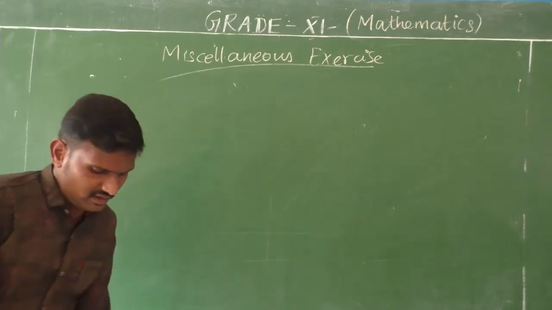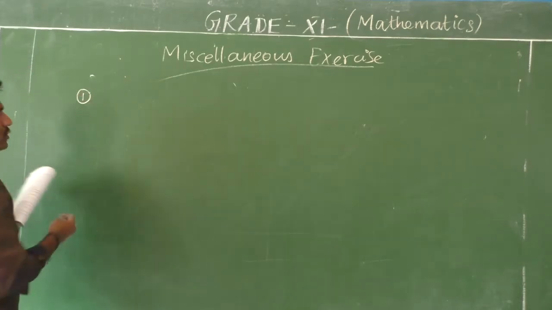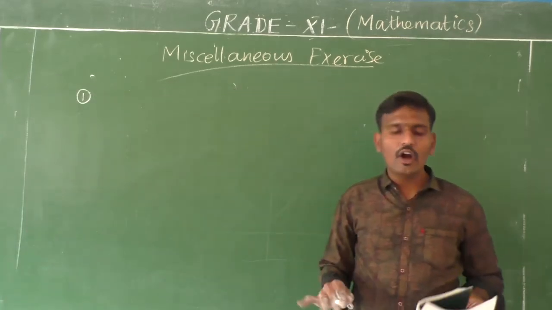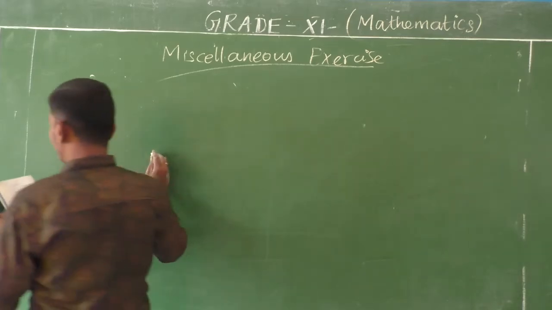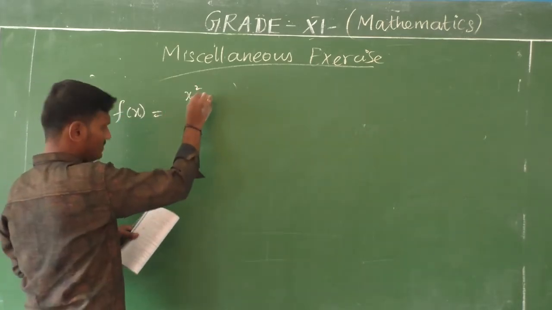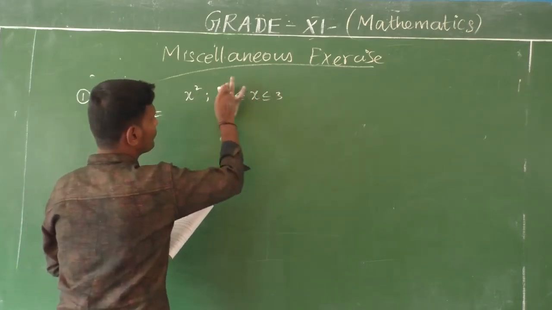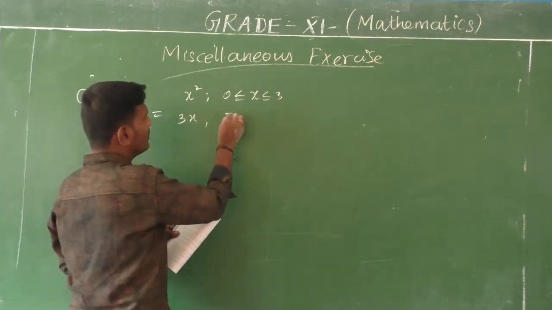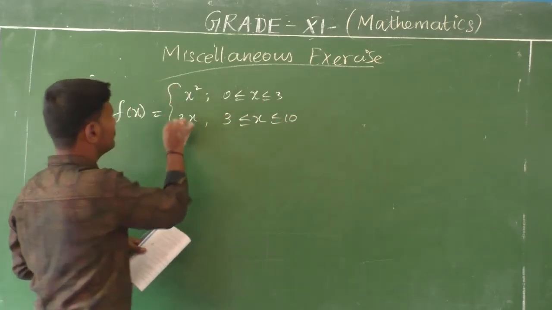So students, listen, question number 1. This is very simple, we have to show that f of x is a function and g of x is not a function. So what is the given? f of x is equal to x square if 0 is less than or equal to x is less than or equal to 3, and 3x if 3 is less than or equal to x is less than or equal to 10.